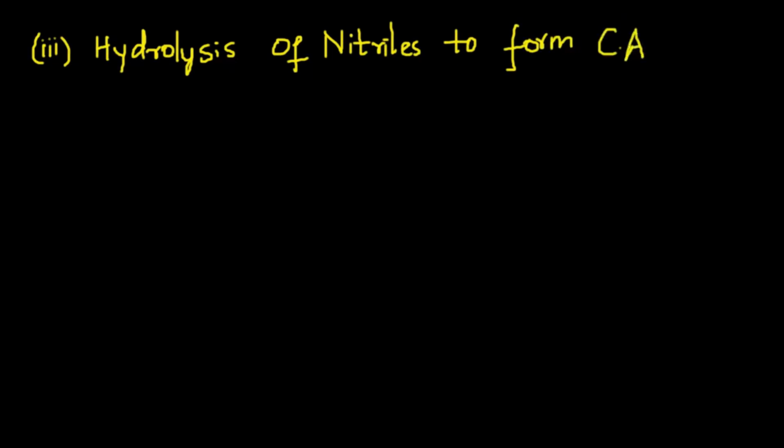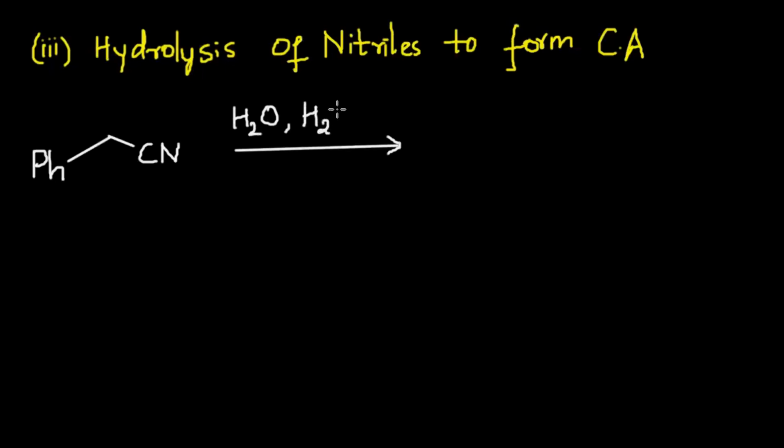Carboxylic acids. So take this example. This is a nitrile. Sulfuric acid, 100 degrees Celsius, and 3 hours will give you primary amide.